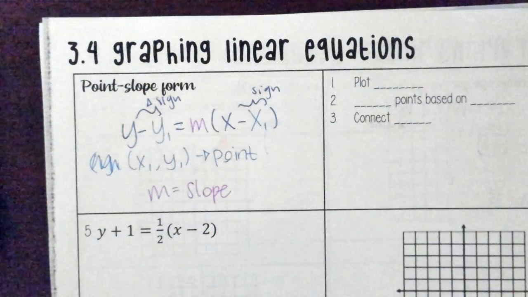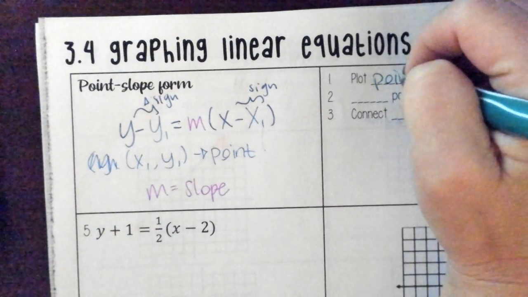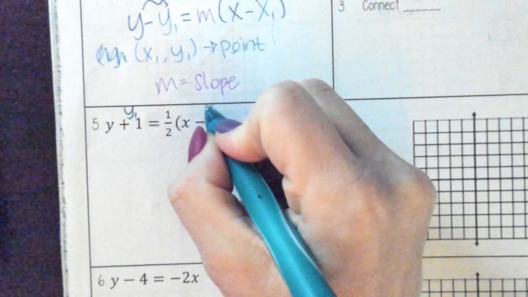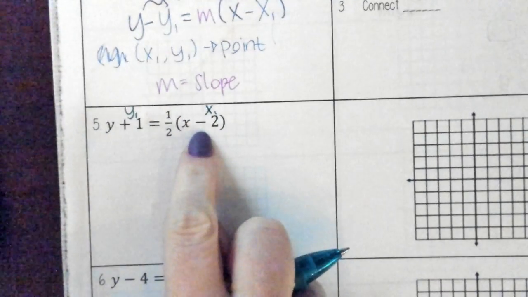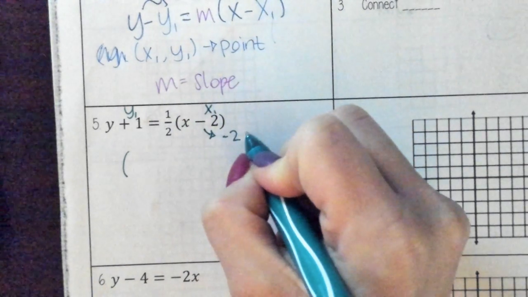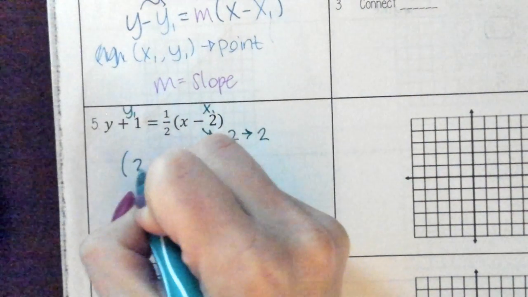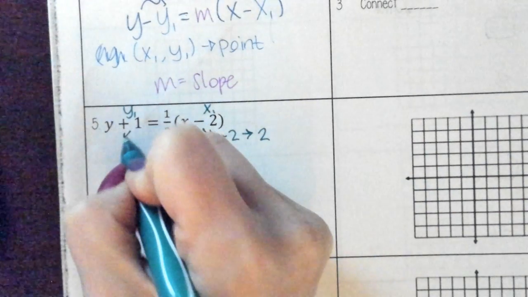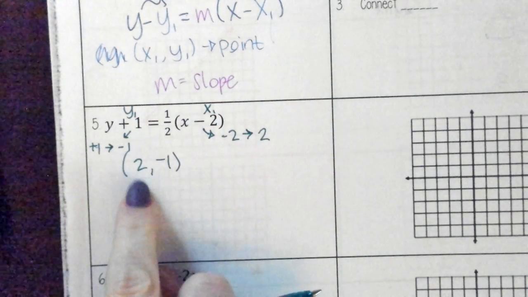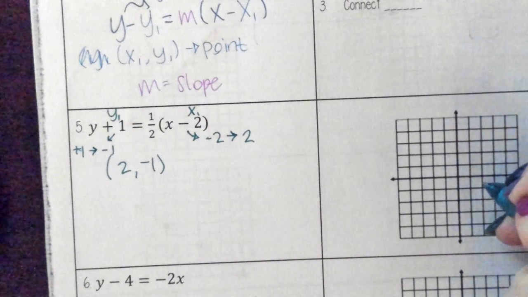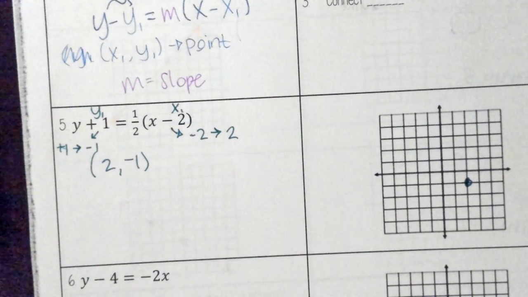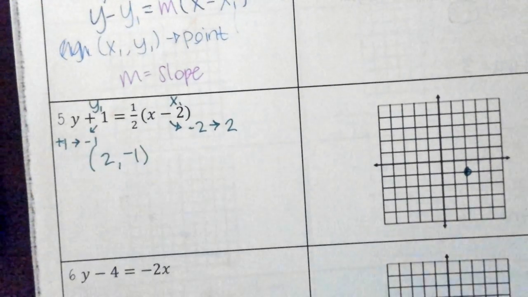So first we want to plot the point that's given to us. Here's what I mean. This is my y1 and this is my x1. This is a -2, so we're going to change it to a +2. This is a +1, so I'm going to change it to a -1. So my point here really is 2, -1. That's the point we are plotting. It's not -2, +1. We have to change that sign.